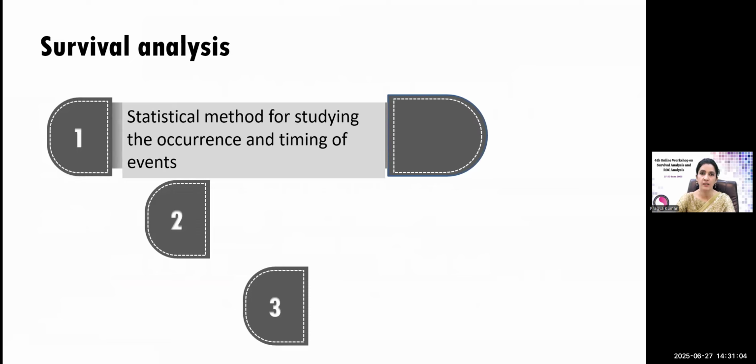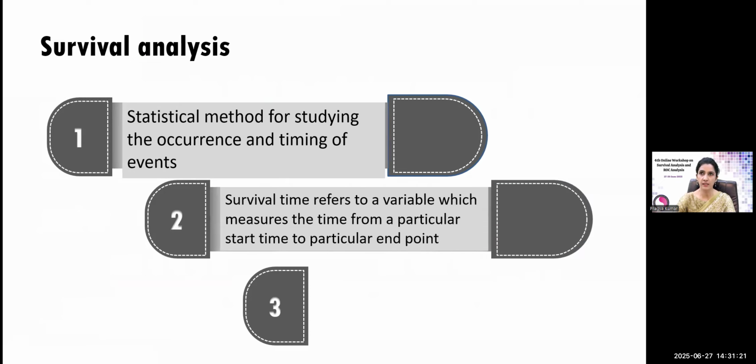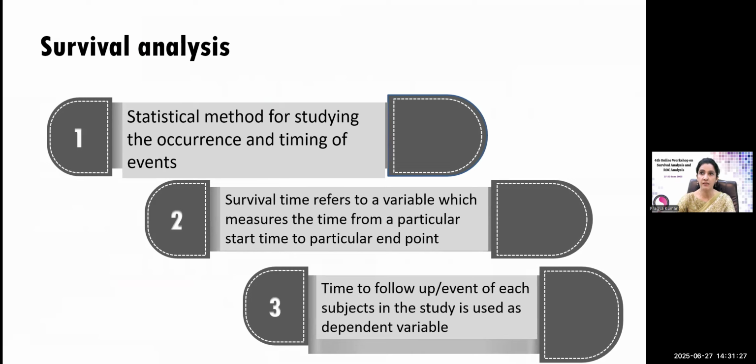So again, to summarize, what is this survival analysis? This is a statistical method for studying time to event data. That means there is an event. The event is always defined as a failure, and the survival time is the time until that event happened. And the survival time refers to a variable which measures the time from a particular start time to a particular end time. And this time to event, which type of data is it?